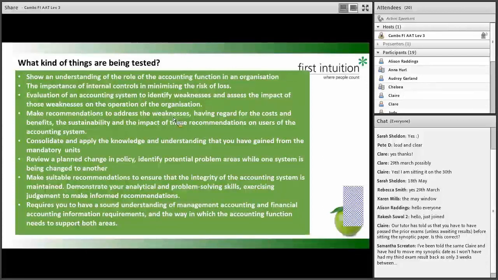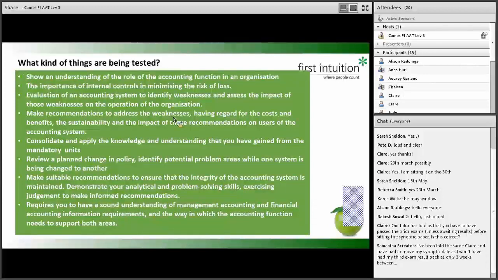Is there a risk that cash may be misappropriated? Is there a risk that non-current assets might be taken from the organisation? Is there a risk that our trade receivables are understated and we don't chase for that money and get it from our customers?